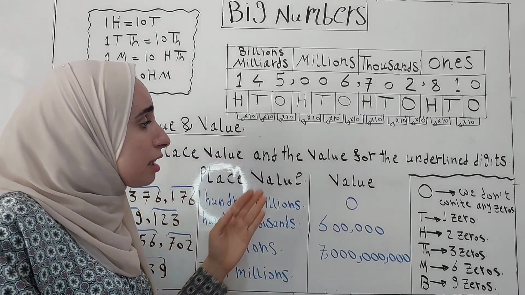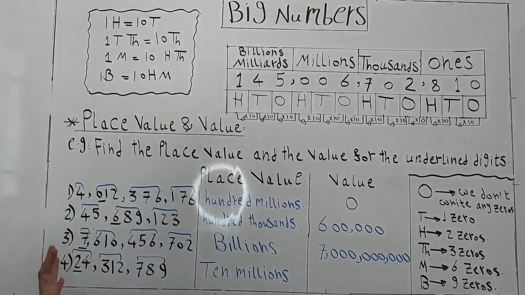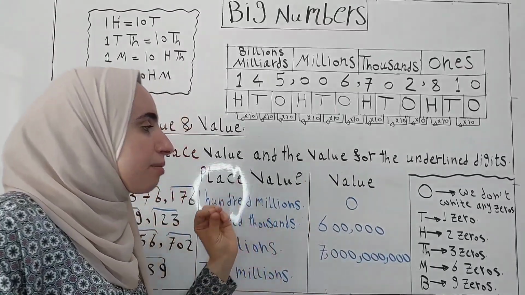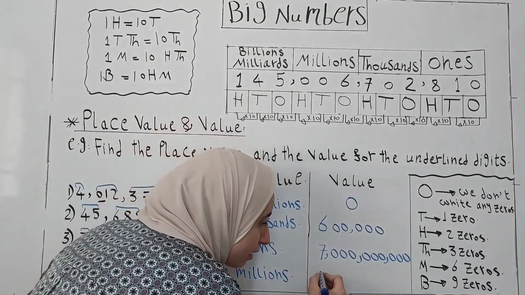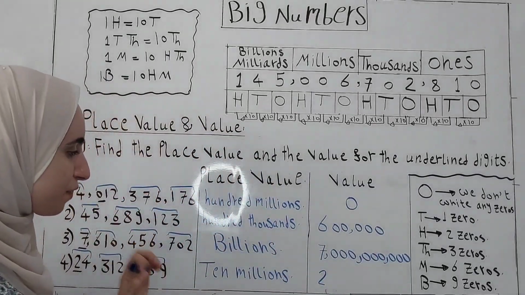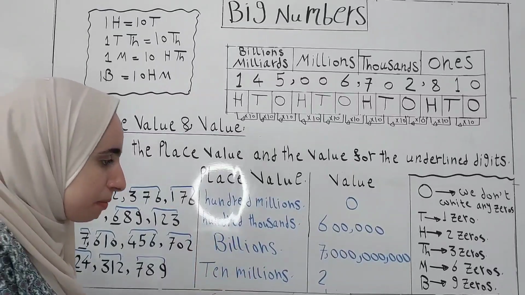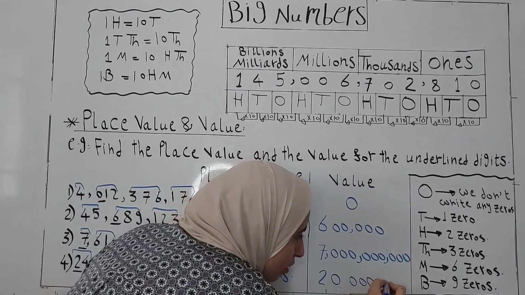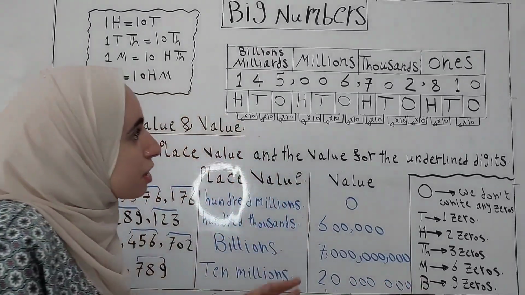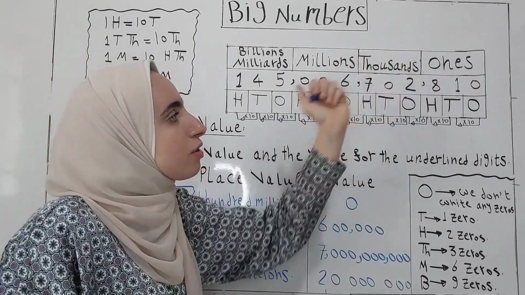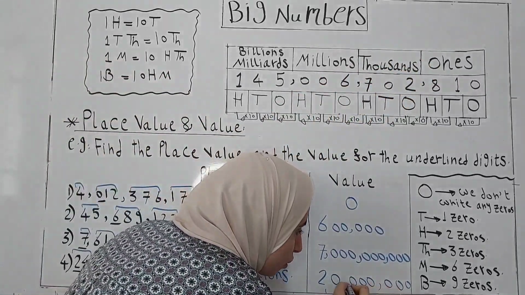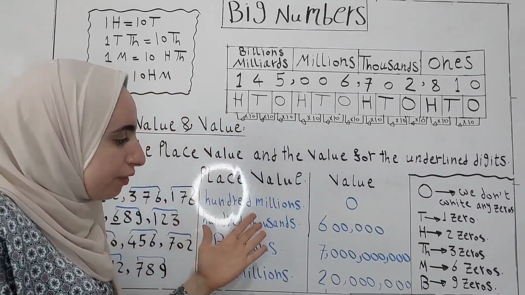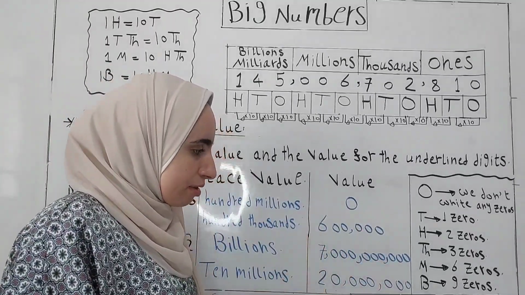Now we need to find the value for the digit 2. So we need to write 20 millions. At first, we write the digit 2 as it is. If the digit is in the 10 millions place, we put 0 for 10 and 6 zeros for million: 3 for the thousands family and 3 for the ones family. And use commas to separate each 3-digit period from the right going to the left. It will be 20 millions.